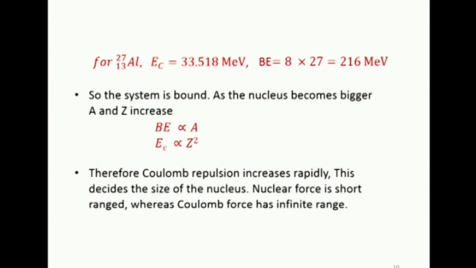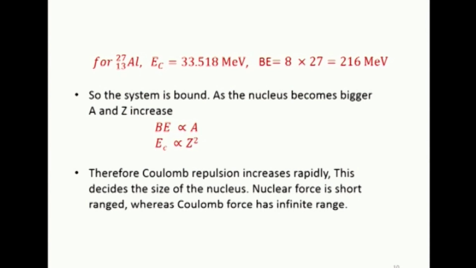As you go on adding Z, more and more repulsion will be there, and the nucleus cannot be bigger than that because of the Coulomb repulsion. The nuclear force, the attraction, the binding energy, is all short ranged. Within 1 Fermi or 2 Fermi, they are able to attract. Each nucleon is able to attract only its immediate neighbors. Therefore, they are short range, whereas the Coulomb energy is long range. Therefore, the Coulomb force and this one both decide together the size of the nucleus.